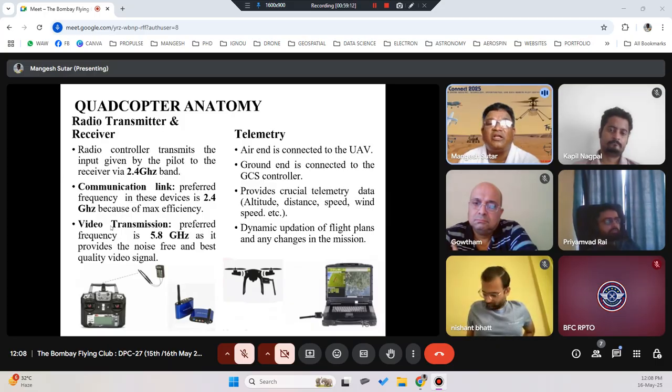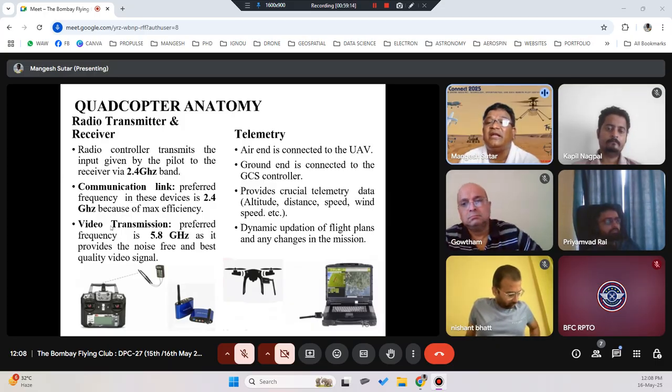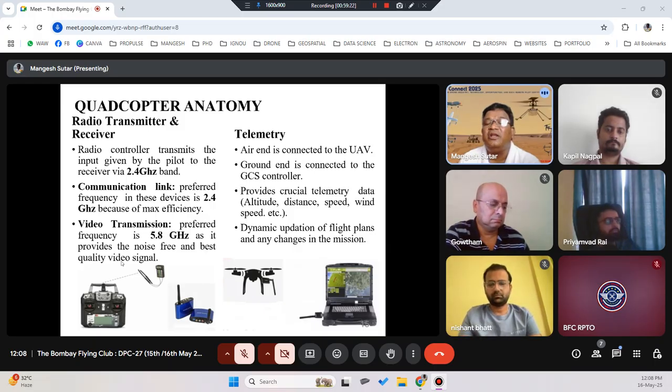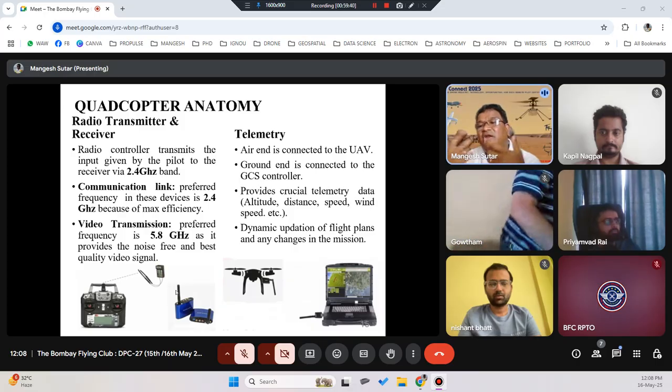Similarly, for video transmission, there are FPV cameras attached to your drones that use the 5.8 gigahertz frequency, because it provides a noise-free and best quality video signal. So your FPV uses 5.8 gigahertz, whereas your remote controller and receiver use 2.4 gigahertz. Now, see, this frequency is an open frequency. If I bring a similar type of controller into the same field and try to use it, it will control my drone.